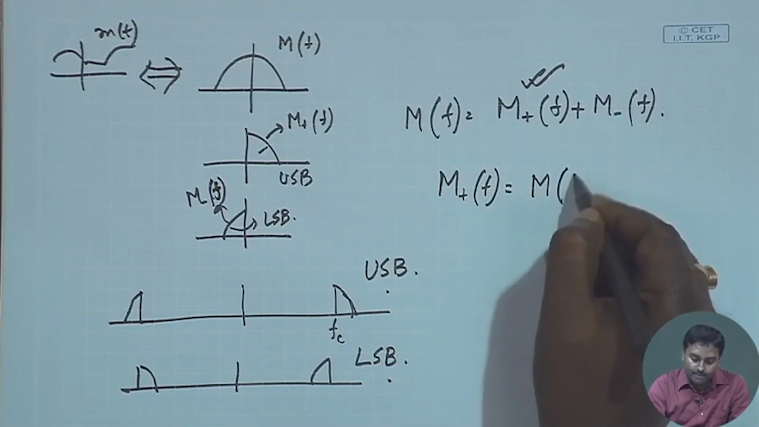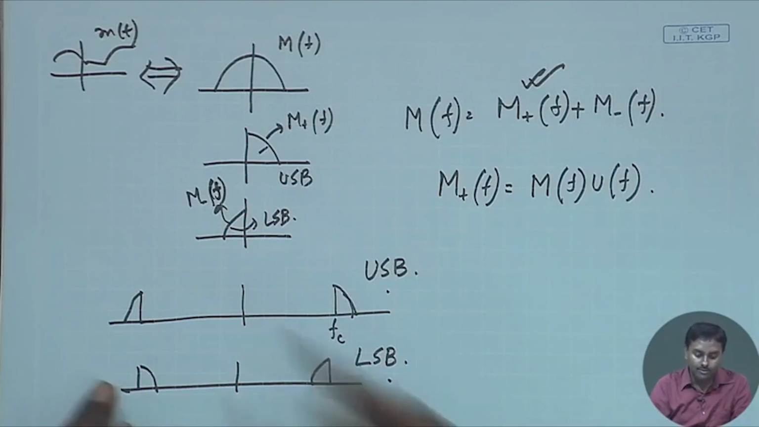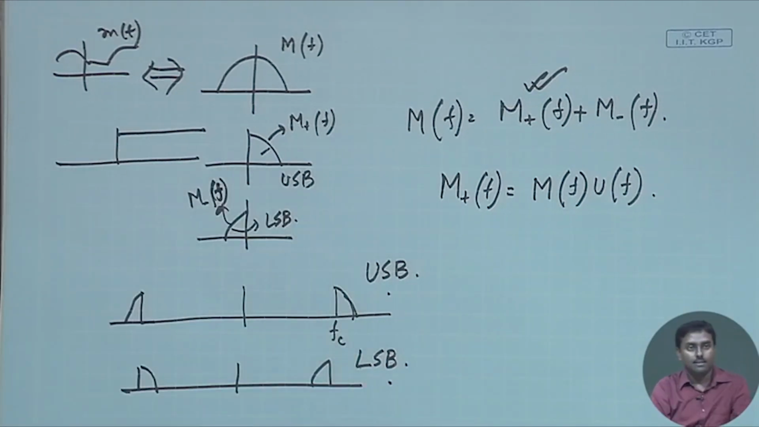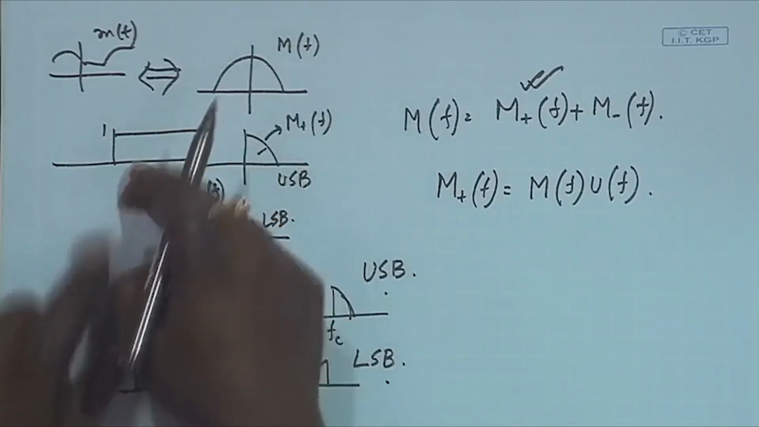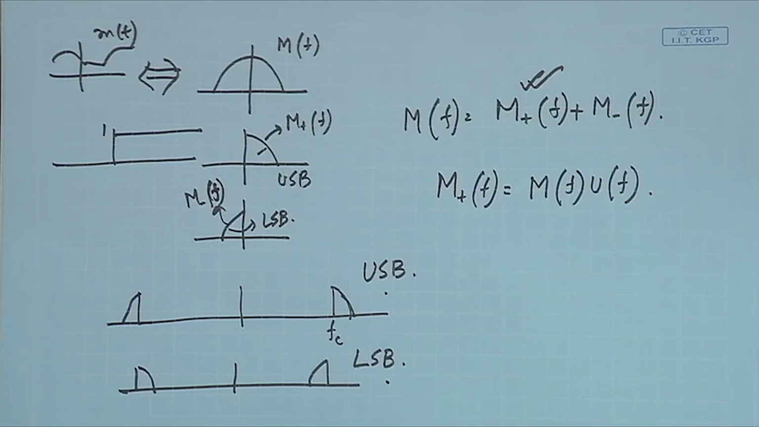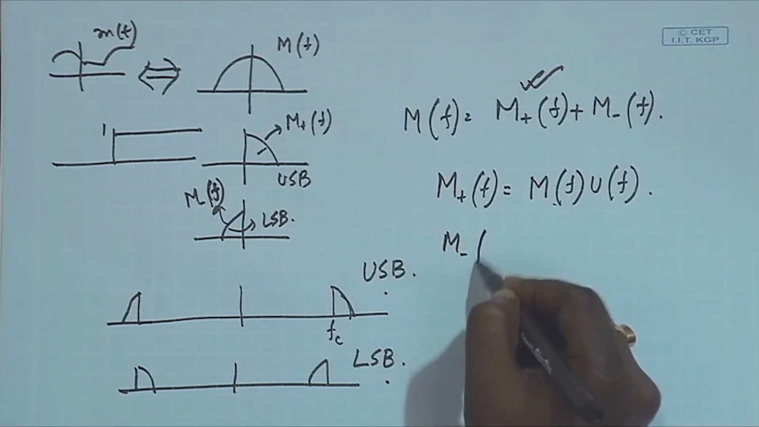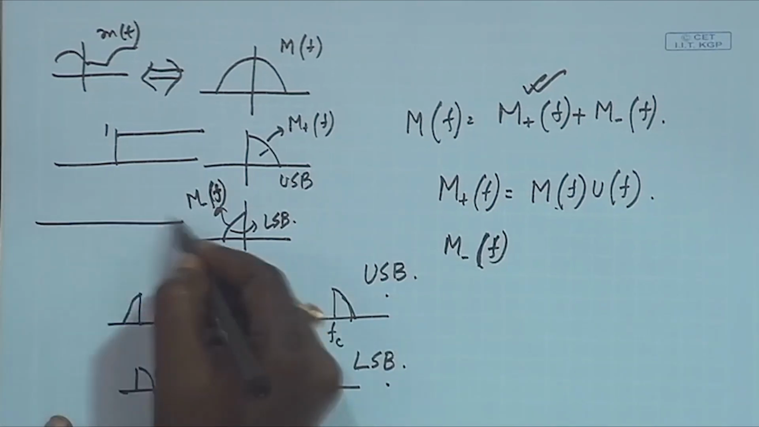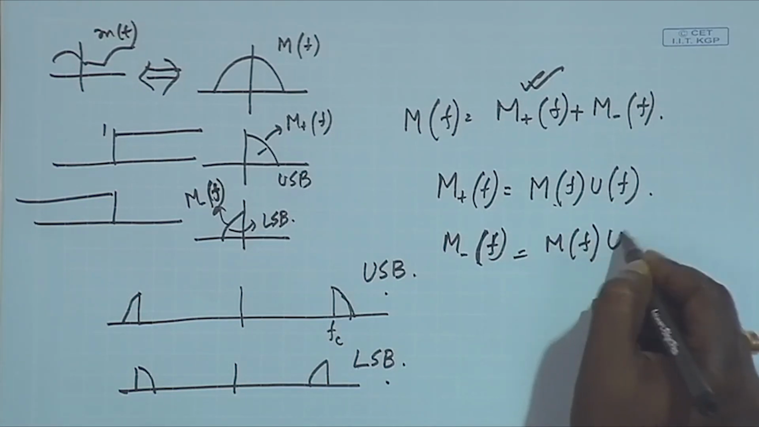So, what is M plus F? If MF is multiplied by UF, what is UF? UF is nothing but this, right. So, for F less than 0, it is 0, almost like UT, a unit step function, and for F greater than 0, it is 1, right. So, if I multiply this one with this, immediately what do I get? I get only the positive half. So, M plus F must be MF into UF, and similarly M minus F, if U minus F is defined as this, then it should be MF into U minus F.